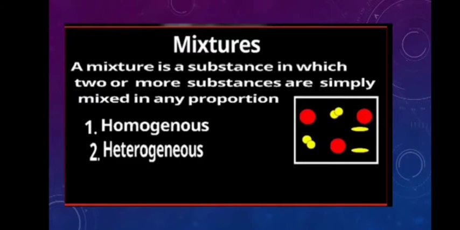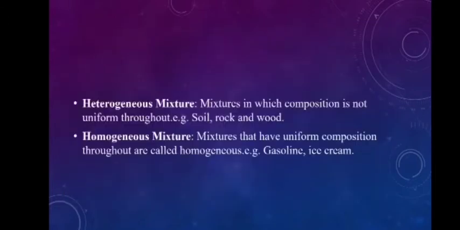Now the mixture. A mixture is a substance in which two or more substances are simply mixed in any ratio or proportion. The mixture has two types, the homogeneous mixture and the heterogeneous mixture. First of all I will discuss the heterogeneous mixture, a mixture in which the composition is not uniform throughout, for example soil, rock and wood. And a homogeneous mixture is a mixture that has uniform composition throughout, like gasoline, ice cream.